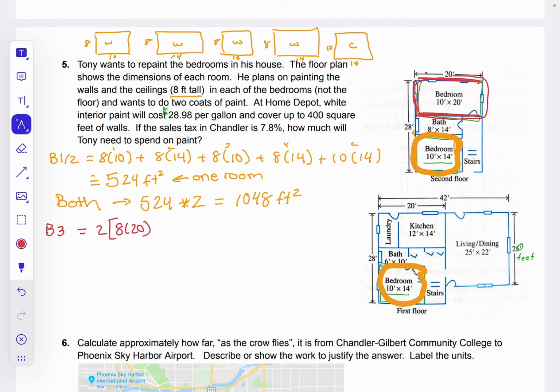And so what you notice I'm doing here is that I'm actually saving myself a little bit. Instead of writing out all 4 walls, I'm just saying, okay, I have each of those walls twice. And then I'm going to add the floor, which would be a 10 by 20. And now that's going to get me my total area, which in this case was 680 square feet.